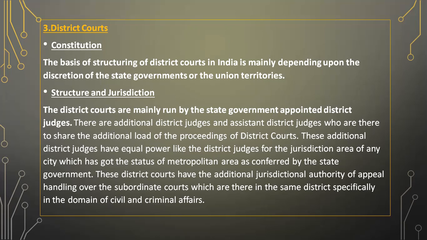Additional district judge has equal power as the district judge for the jurisdiction area of any city which has got the status of metropolitan areas as confirmed by the state government. Right? These district courts have the additional judicial authority of an appeal handling over the subordinate courts which are there in the same district specified in the dominance of civil and criminal affairs.